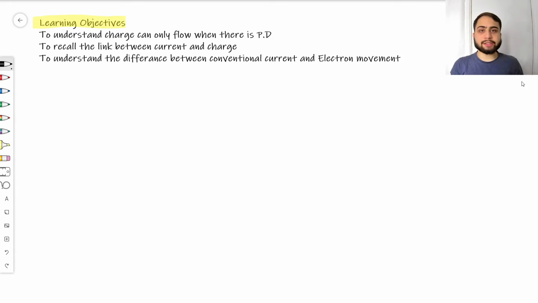Now, some of our learning objectives include to understand that charge can only flow when there is a PD, potential difference, to recall the link between current and charge, and to be able to understand the difference between conventional current and electron movement. Now, the only real thing that you need to know already before you can tackle this video is that electrons are negatively charged, right? That's all you need to know, and I'm going to teach the rest to you. If you're ready, let's get right into it.